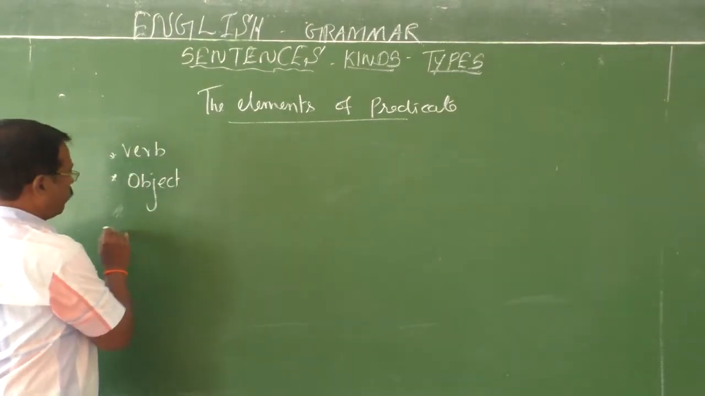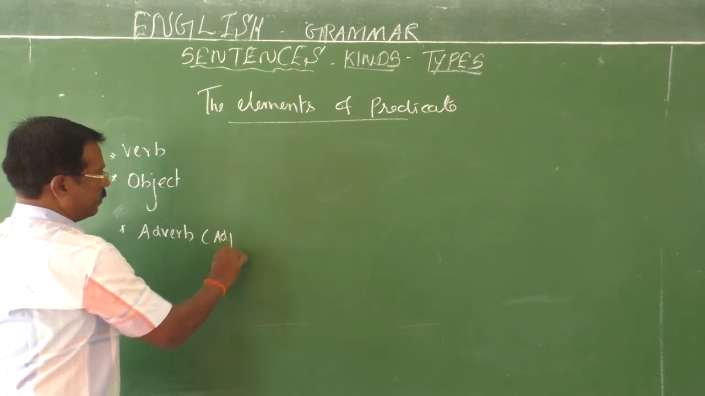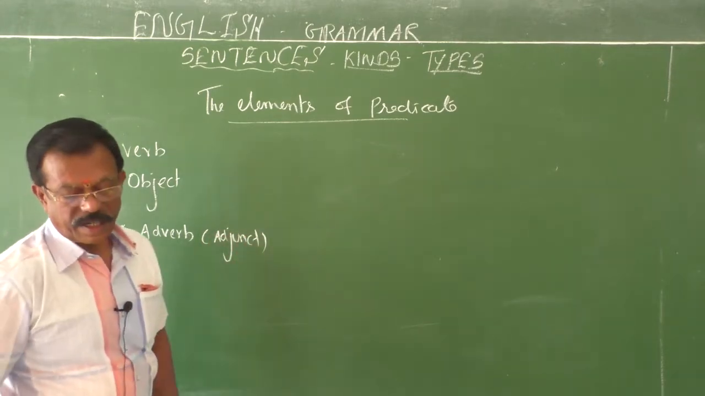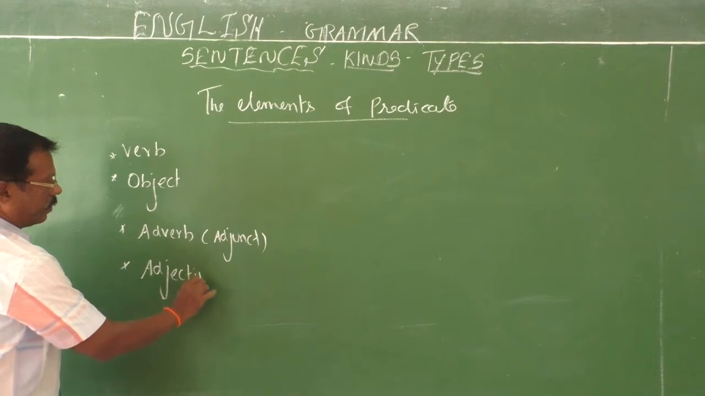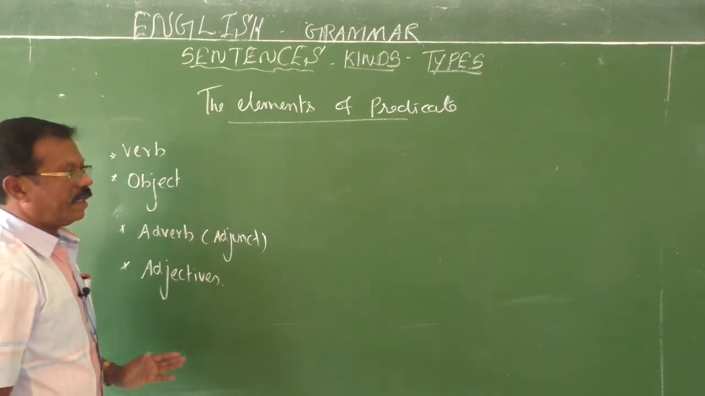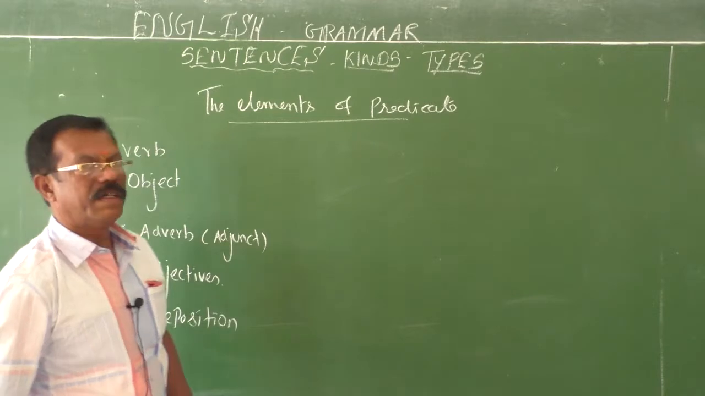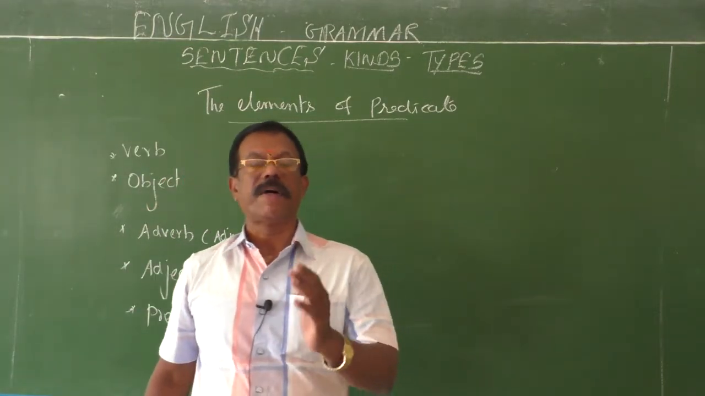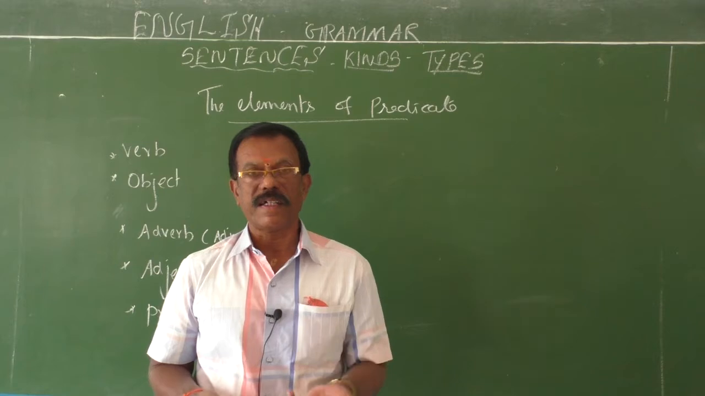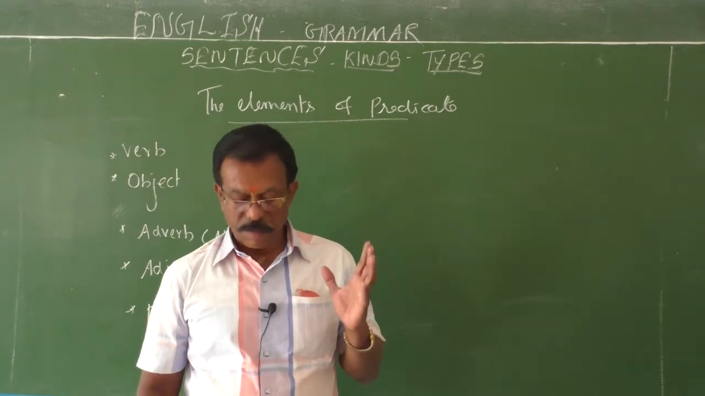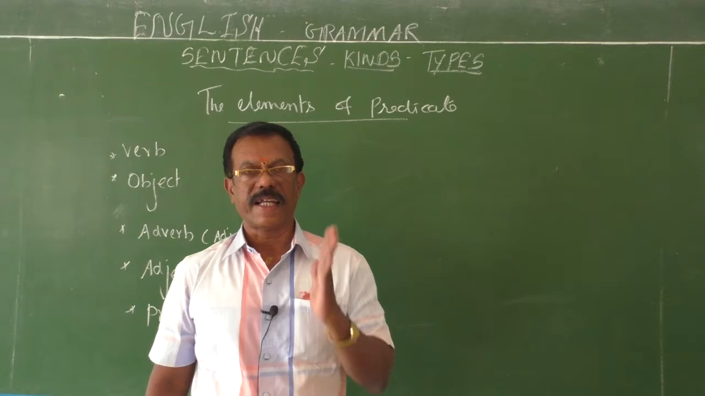Next, adverb. This is generally called adjunct. This can be an element of a sentence. Sometimes you may have adjectives also. So, these are all the important elements of a predicate part. Sometimes you may have a preposition. So, predicate part is a telling part of a sentence. It tells something about the subject. It says the work done by the subject. The essential part of a predicate is verb, an action word.